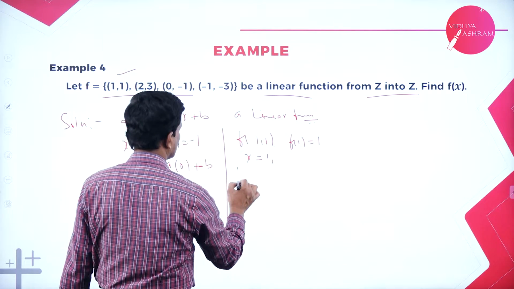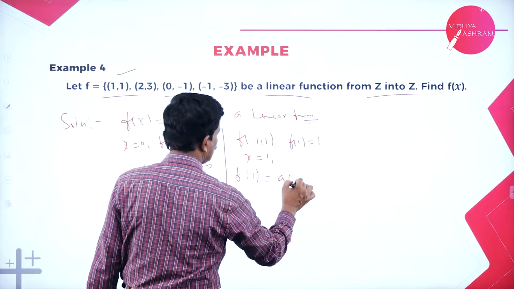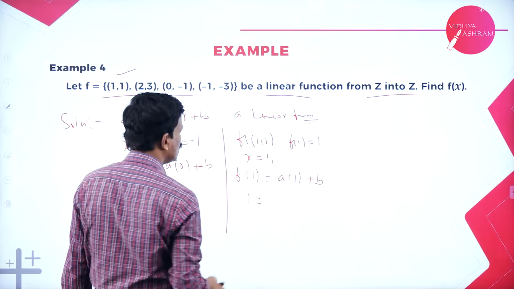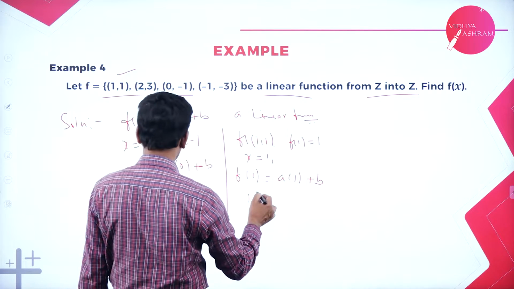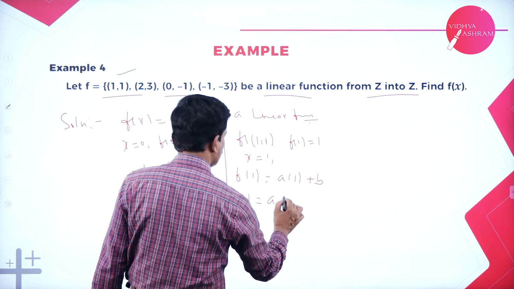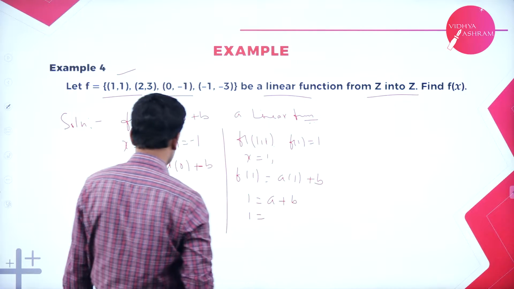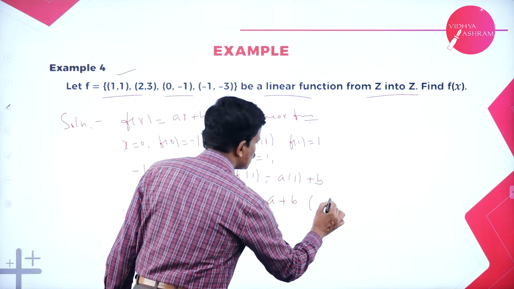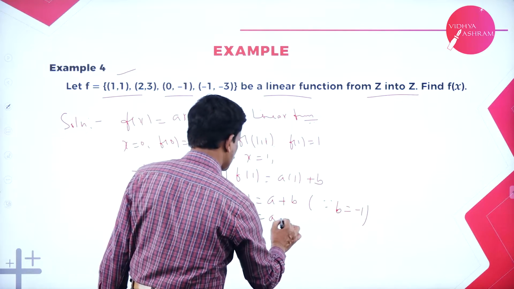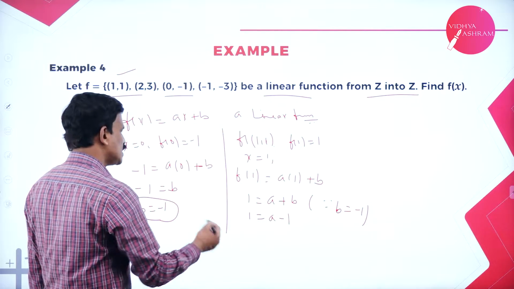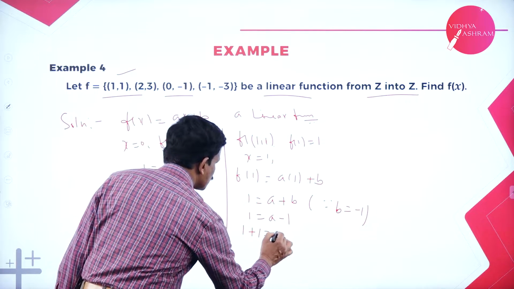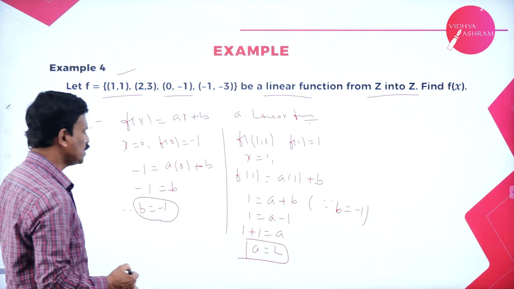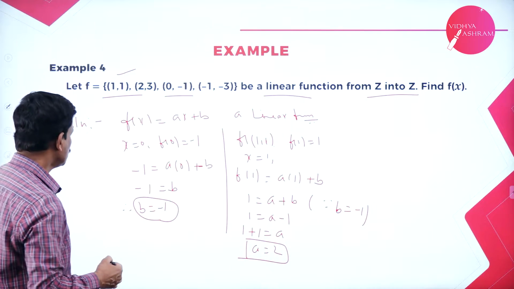So, substitute here. F of 1 is equal to a into 1 plus b. F of 1 is 1, which is equal to a into 1, that is a, plus b. So 1 is equal to a, and put b, since b is equal to minus 1, so this is minus 1. Transfer this: 1 plus 1 is equal to a. So, therefore, the value of a is equal to 2, and b is equal to minus 1.